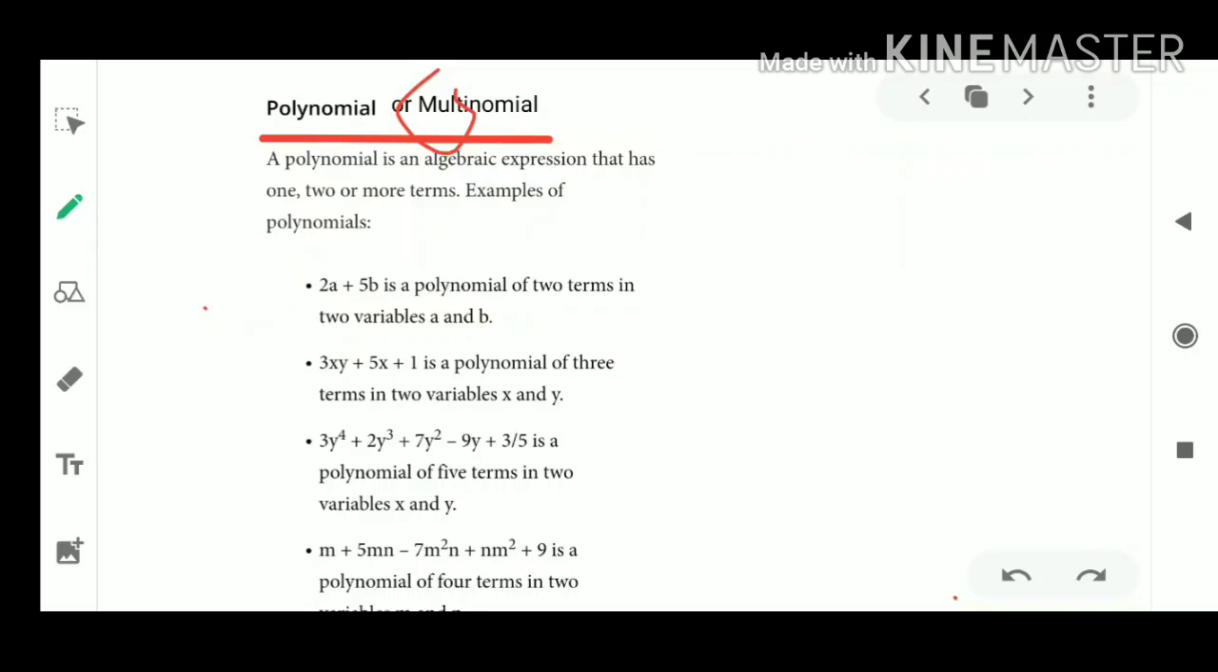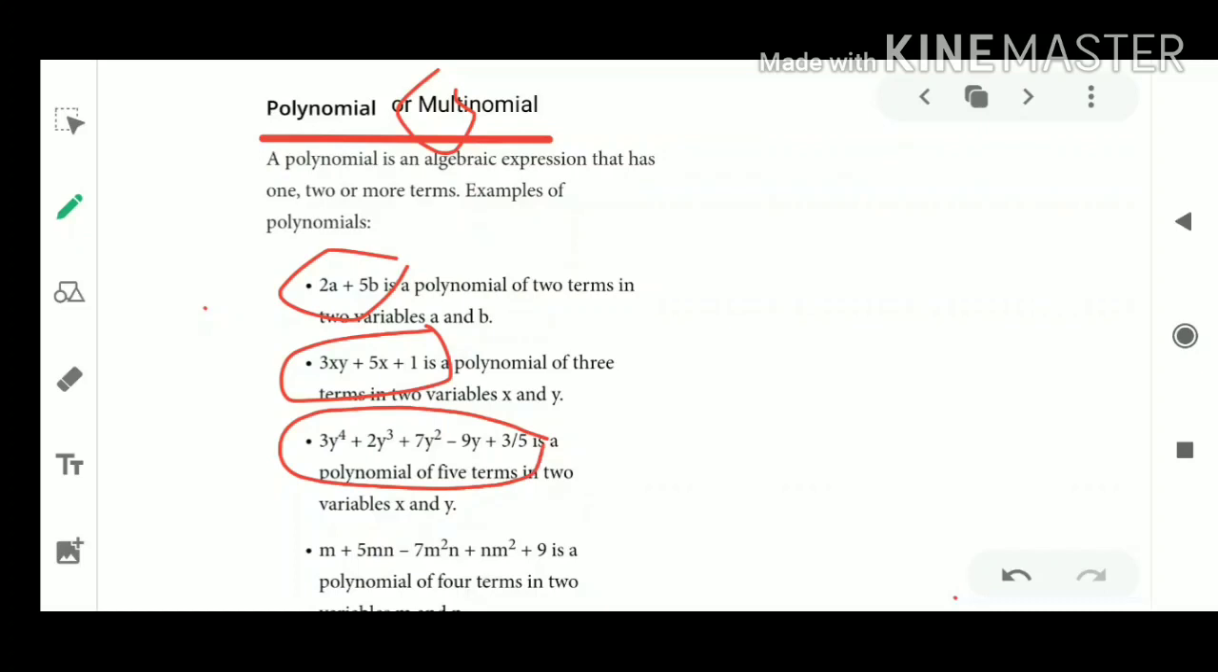Means if there are two terms, see here, two terms are there, it is a multinomial. Here three terms are there, it is a multinomial. Here how many? 1, 2, 3, 4, 5 terms are there in this. So it is also a multinomial, like that. Okay, 1, 2 or more terms. If there is one term, it is also a multinomial.